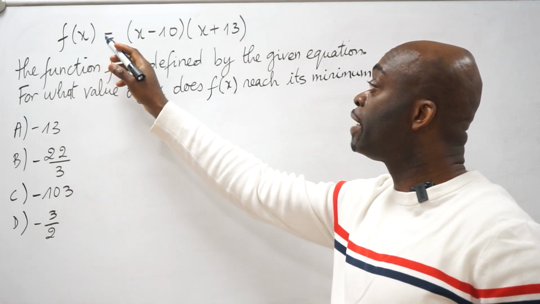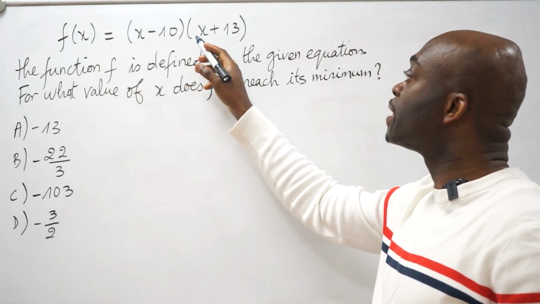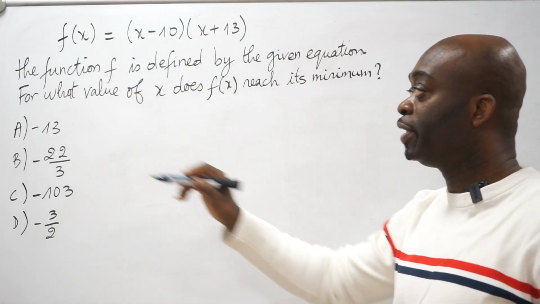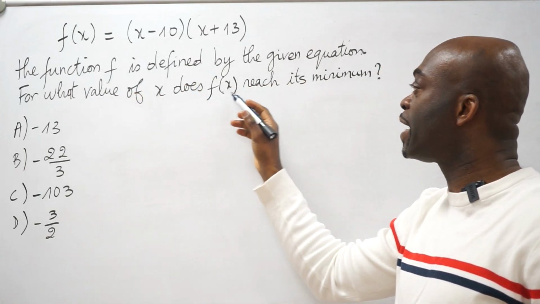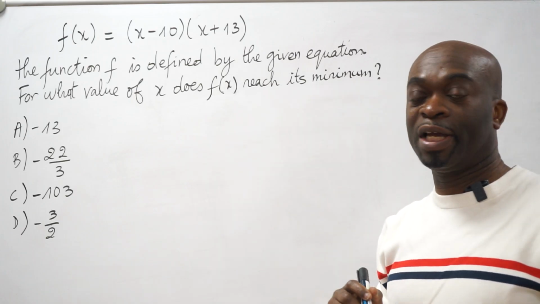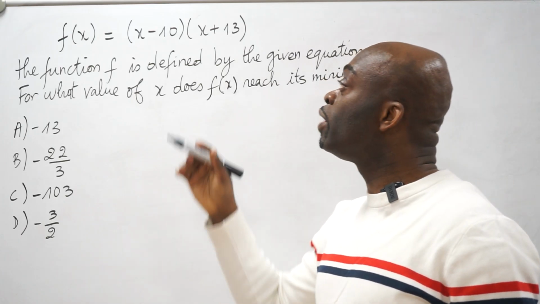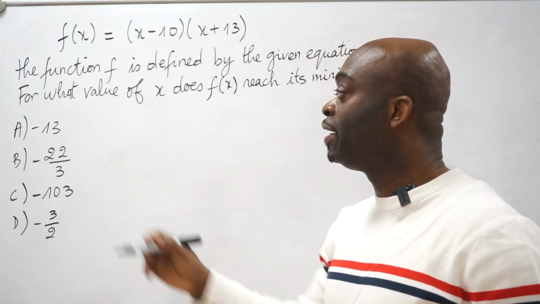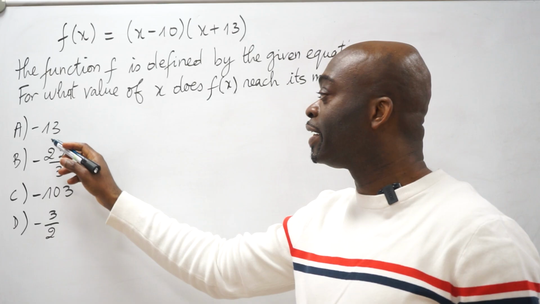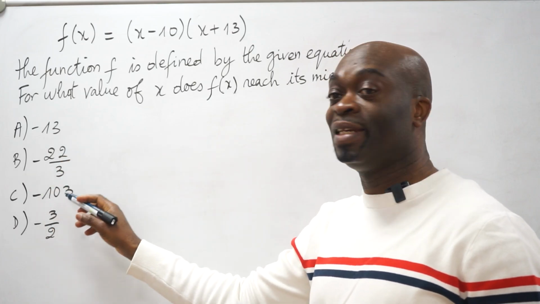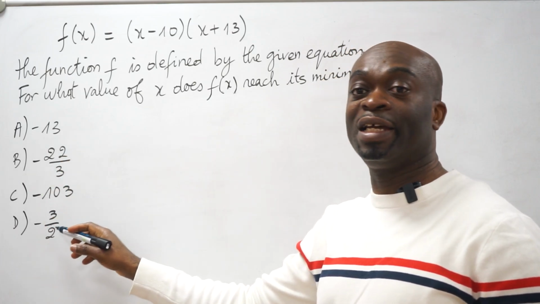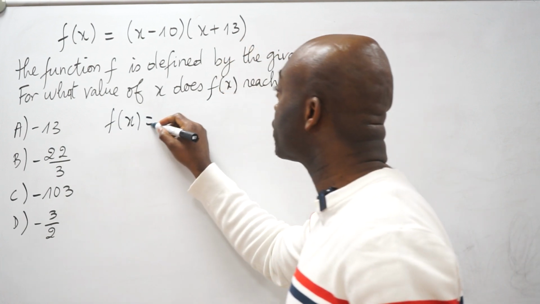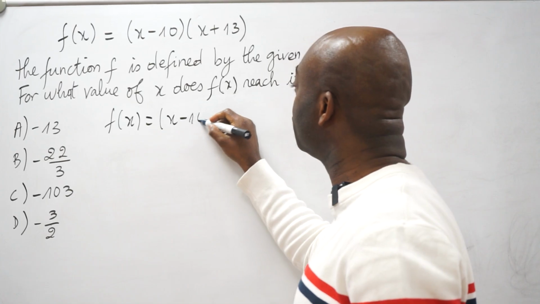We have the function f, f of x equals x minus 10 times x plus 13. The function f is defined by the given equation. For what value of x does f of x reach its minimum? Those who are familiar with such functions can already tell it's going to be a parabola. The possible answers are A, negative 13; B, negative 22 over 3; C, negative 103; D, negative 3 over 2.